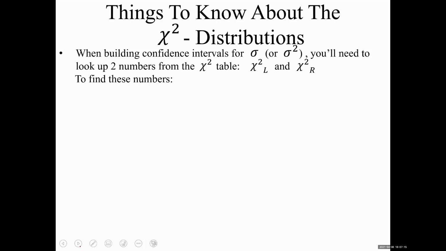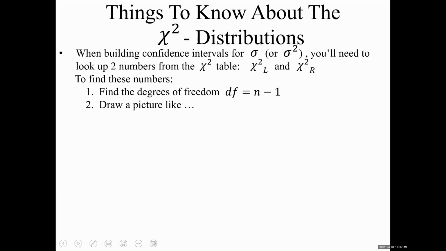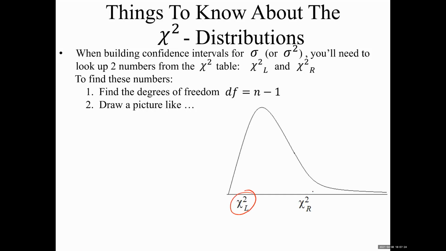To find these numbers, you're going to have to find the degrees of freedom so you know what row of the table to use. You'll draw a picture. The picture is going to look like this. In the picture, chi-square left is on the left, chi-square right is on the right. Makes sense, okay? Chi-square left on the left, chi-square right on the right.